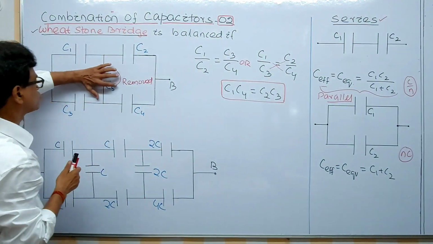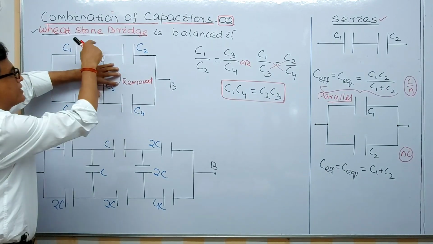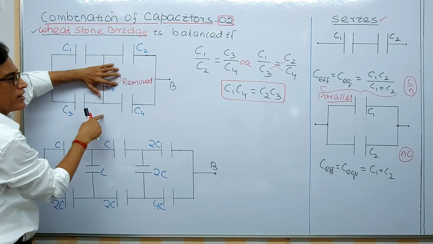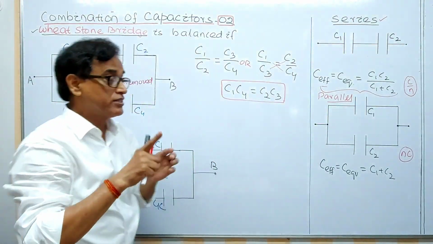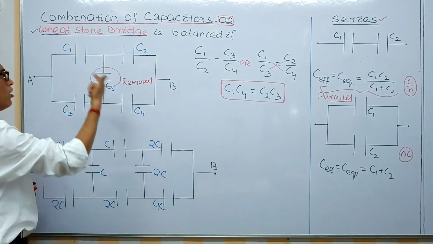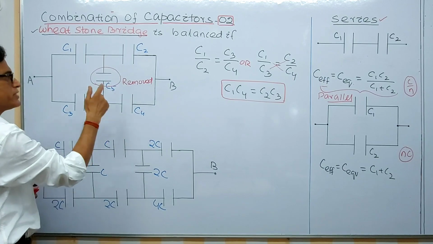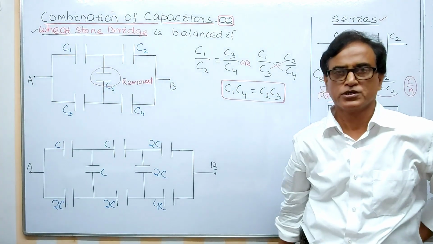Then if you remove this one, this is in series with this, and this is in series with this, and this combination is parallel with this. We'll see some examples, and you have to visualize whether this condition is satisfied or not. C1 by C2 is equal to C3 by C4, or you can say this by this is equal to this by this. So this should be removed from the circuit. This technique should be followed.